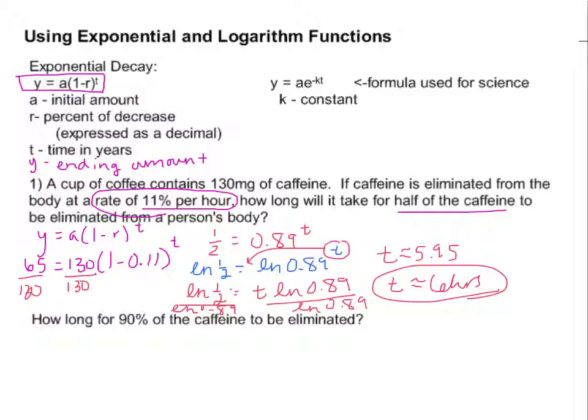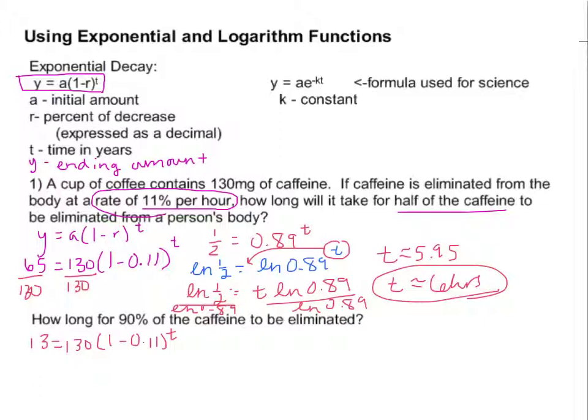Now we're going to use the same information, but now for how long would it take for 90% of the caffeine to be eliminated. Well, if 90% of the caffeine is eliminated, that means only 10% is remaining. So instead of 65 being our remaining amount, 10% of 130 is 13. So this would say 13 equals 130 times (1 minus 0.11) to the t.